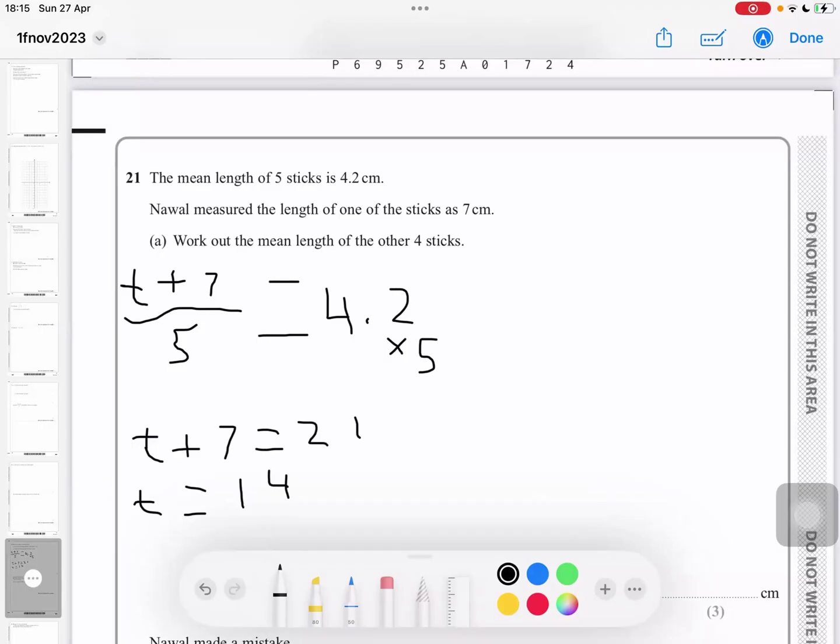Okay, good. Now you know what T is. Look at the question. The question says, work out the mean length of the other 4 sticks. Guess what the mean length for the 4 sticks would be? Remember, T is the total for the 4 sticks, the total length for the 4 sticks. And the mean length for the 4 sticks will be the total length for the 4 sticks divided by what?